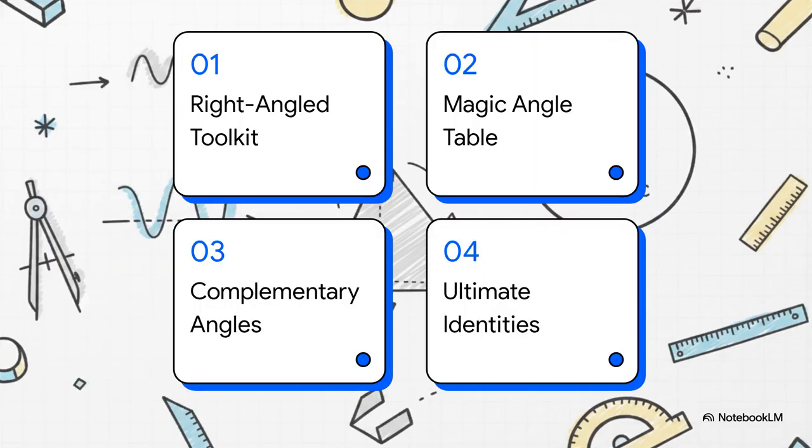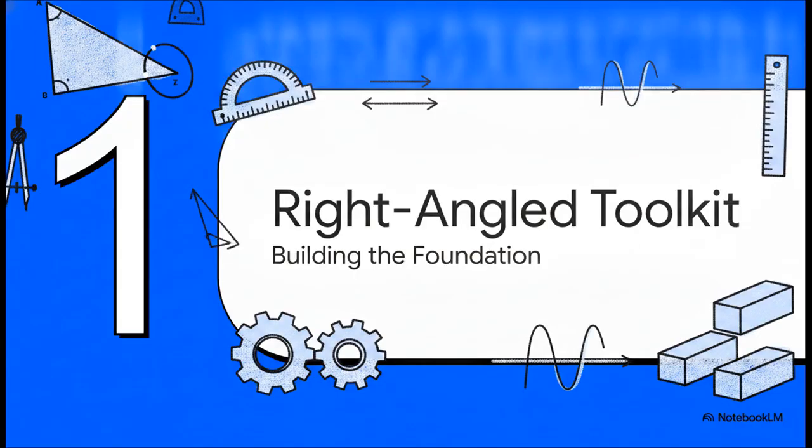Here is our roadmap for the journey today. 1. The right-angled toolkit. 2. The magic angled table. 3. Complementary angle secrets. And 4. The ultimate identities. Okay, let's dive right into this. Section 1. The right-angled toolkit.